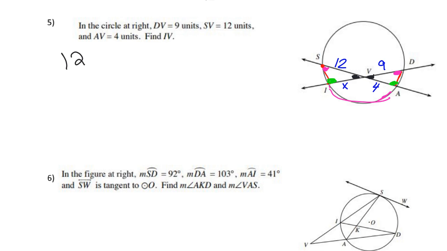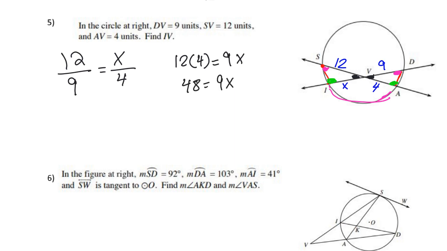The 12 from the first triangle, it's between the pink and black, so it will correspond to 9. That's equal to x over... the x is between the black and the green, so it will correspond to 4. From there, I can do my cross multiply. And I'll have 12 times 4 equal to 9x. 12 times 4 is 48, equal to 9x. Dividing by 9 on both sides, x is equal to approximately 5.3 repeating.